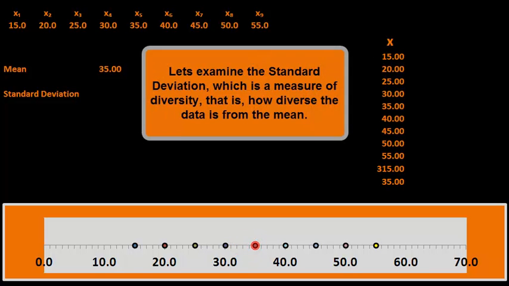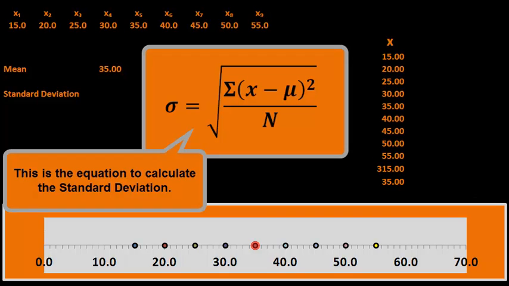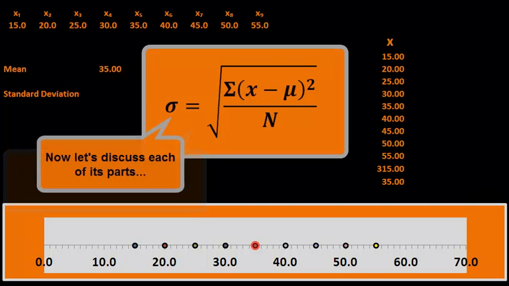Let's examine the standard deviation, which is a measure of the diversity, that is, how diverse the data is from the mean. This is the equation to calculate the standard deviation. Now let's discuss each of its parts.